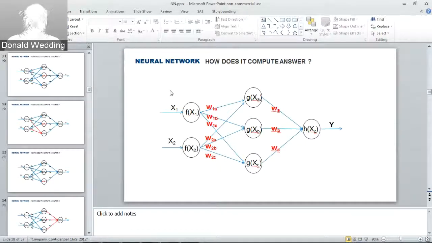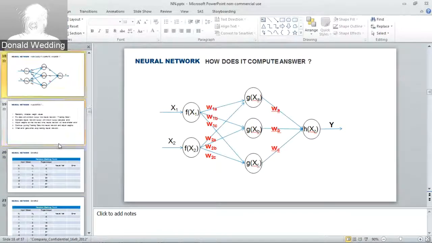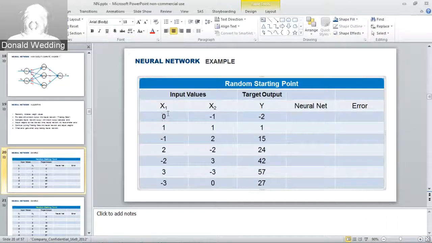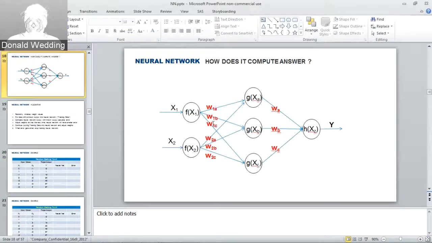Okay. Thank you. So let's go over and I'll show you how the neural network works. Let's pretend right here that I have a 0 and a minus 1 and I want a minus 2 to come out. And over here I have a 1 and a 1 and I want a 1 to come out. And I put in a 3 and a minus 3 and I want 57 to come out. This is what I want. Now remember, I've got all of these weight variables and I'm going to have to train this neural network so that I can get these outputs. So I take these weights and set them to random starting points. I start them off as a random number.